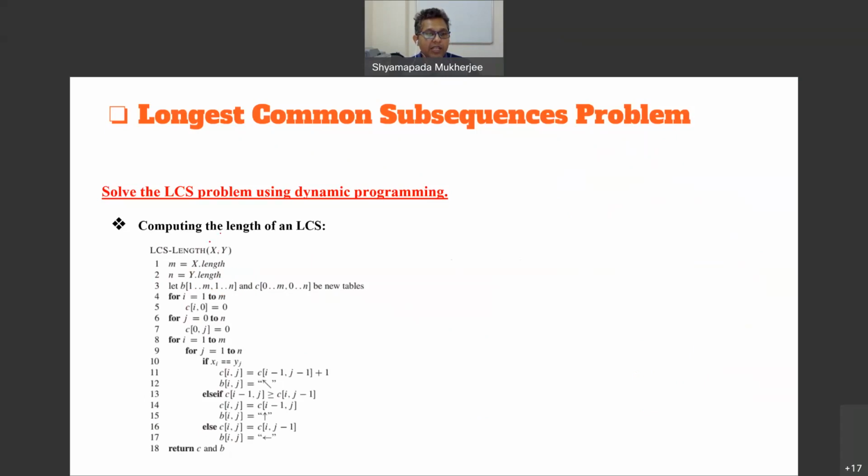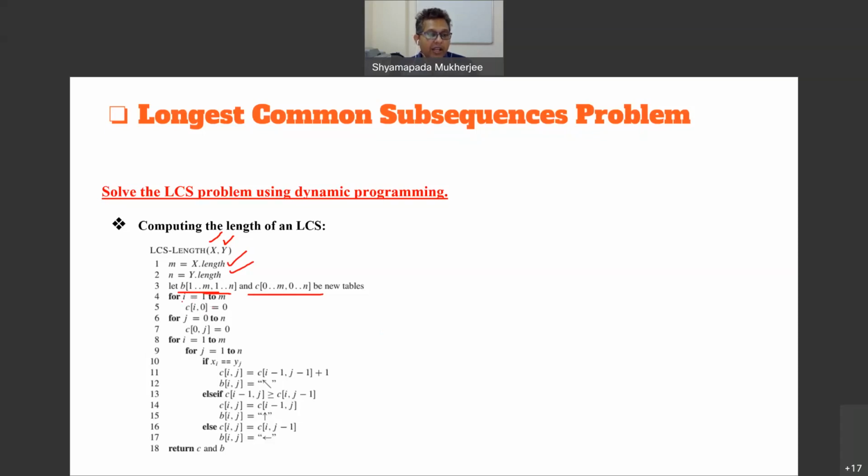Here we see that we take two sequences in this algorithm. What it is doing is taking the lengths of these two sequences, and we are having two tables. B is holding the information of an optimal solution. That means we can reconstruct the optimal solution using the information we store in B. We want to find out the elements of the longest common subsequence, and that will be stored here. And C is the length we are talking about, the optimal length of the longest common subsequence.